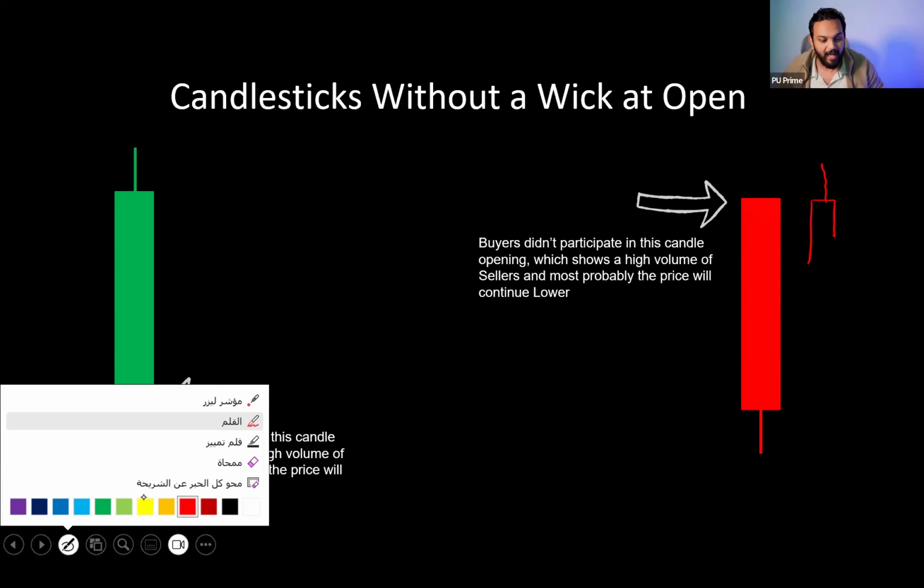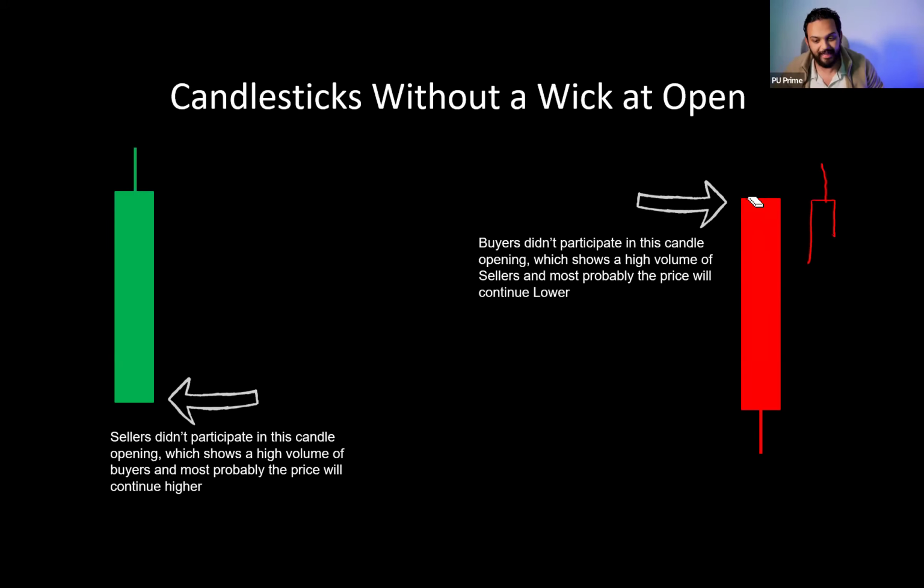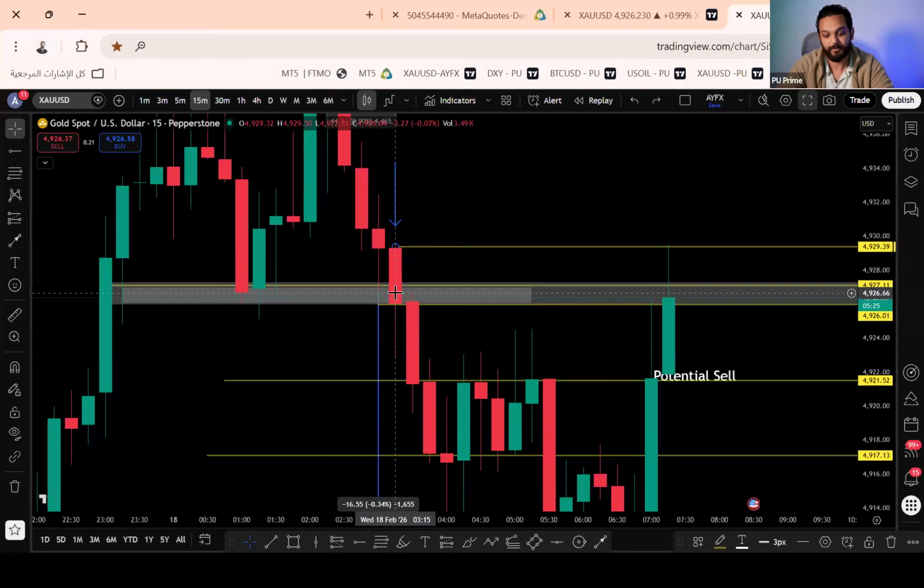Initially, this candle started without a wick at the top, which means very high selling pressure. Exactly, Rachel. So there is no up pressure. There are no buyers. The buyers are so weak compared to the sellers, and the candle has closed below the support level.